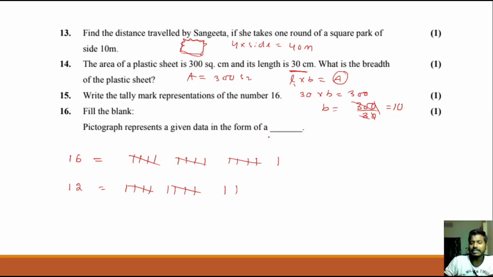Next question, question number 16, fill in the blanks. A pictograph represents data in the form of pictures. That is 5, so we can write 5 glasses. Okay, in this way.